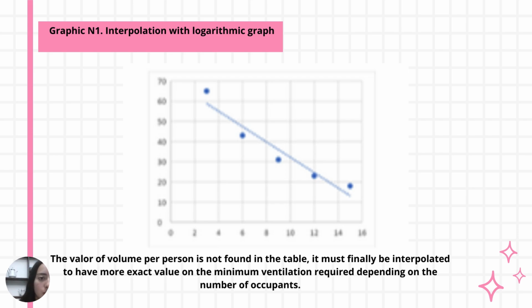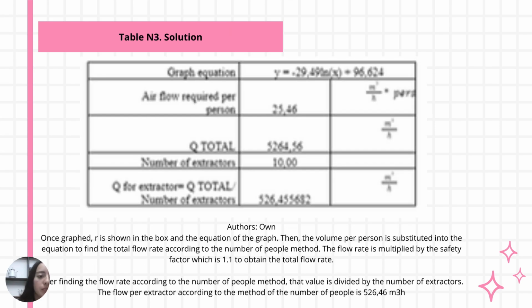In graph number 1, interpolation with the logarithmic graph, the value of the volume per person is not found in the table. So we interpolate to have a more exact value of the minimum ventilation required depending on the number of occupants. Table number 3 is the solution. Once the graph and the R squared are shown in the equation of the graph, the volume per person is substituted in the equation to find the total flow rate according to the number of people method.